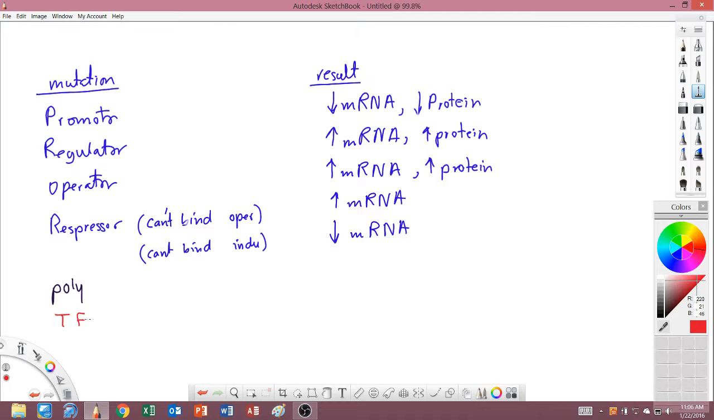It doesn't mean they cannot bind anymore, but the binding is not strong enough. It's weak, so it will affect transcription. If not completely, it will partially affect transcription. Okay? So now, in addition, I don't even have to tell you this, but sometimes it's a good reminder.